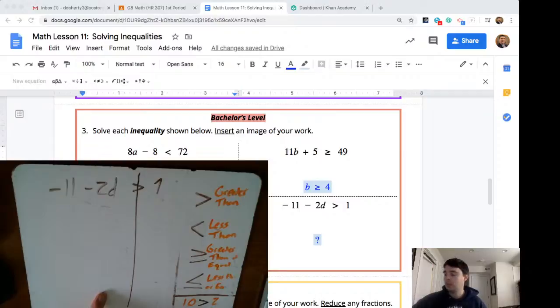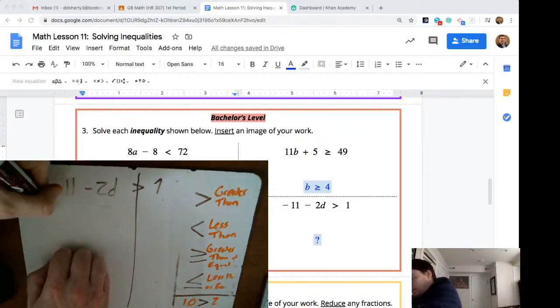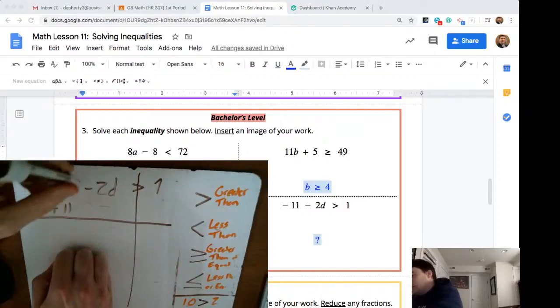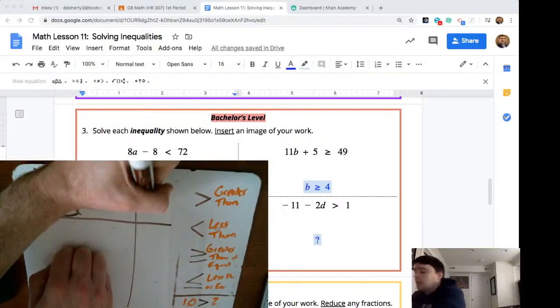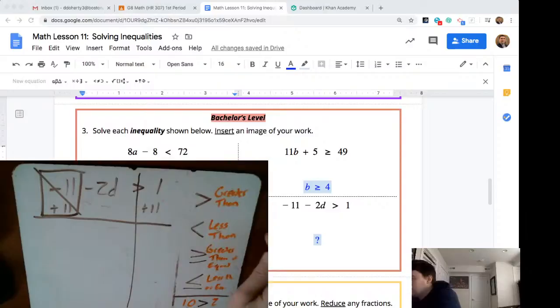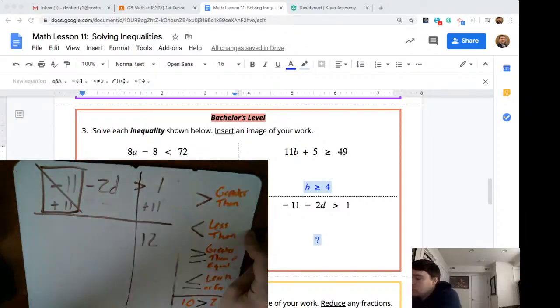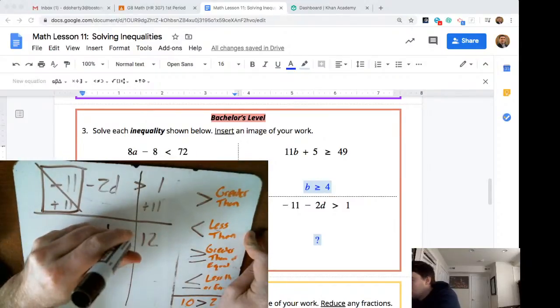To do that, the first layer, or the first thing I need to get rid of is the negative 11. I get rid of a negative 11 by using a positive 11, by using its inverse operation. Adding 11 to the negative 11 makes 0. I also need to add 11 to the right side of the equation, and that 1 plus 11 sums to make 12. So I get negative 2 multiplied with d needs to be greater than 12.